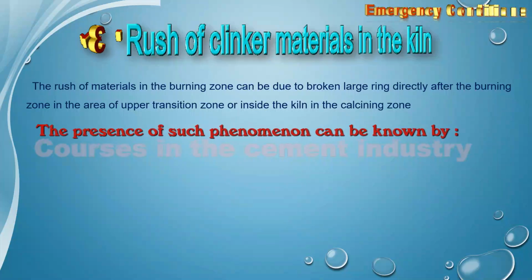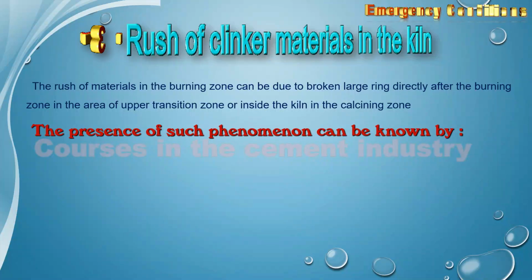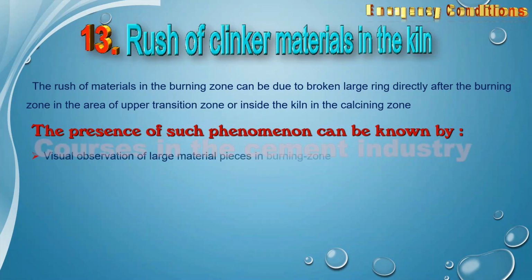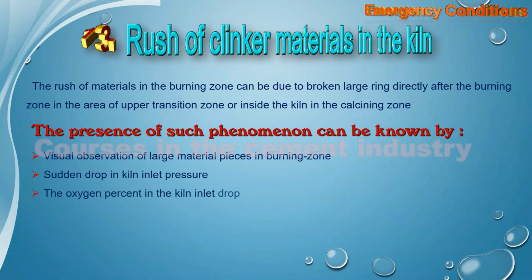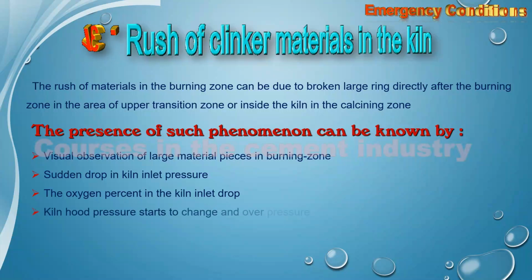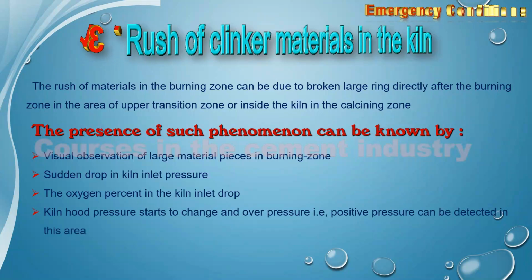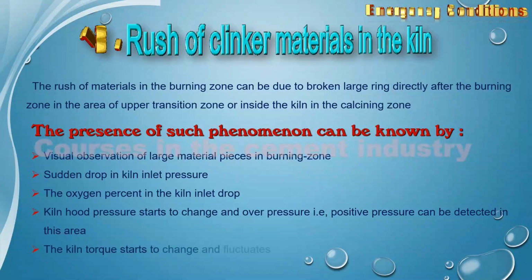The presence of such a phenomenon can be known by: 1. Visual observation of large material pieces in the burning zone. 2. Sudden drop in kiln inlet pressure. 3. The oxygen percent in the kiln inlet drops. 4. Kiln hood pressure starts to change, and overpressure, positive pressure, can be detected in this area. 5. The kiln torque starts to change and fluctuates.